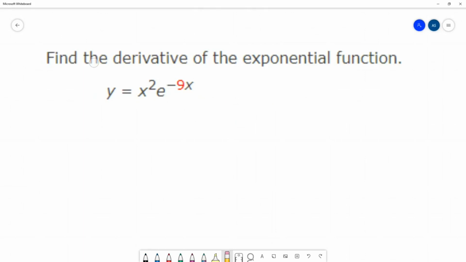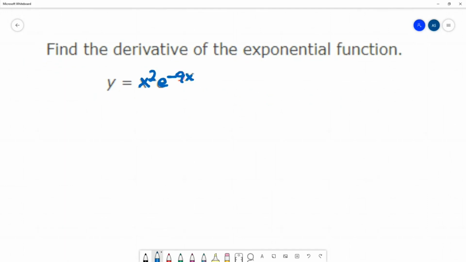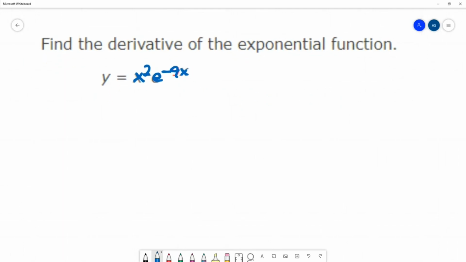Okay, for this question, we want to find the derivative of the exponential function. We have y equals x squared e to the negative 9x. So when we're calculating the derivative, I want to think about what overall rule to use. And I notice that I have a product here, the product of x squared and e to the negative 9x. Both factors have an x in them, my factor of x squared and my factor of e to the negative 9x. So I need to use the product rule to calculate the derivative.